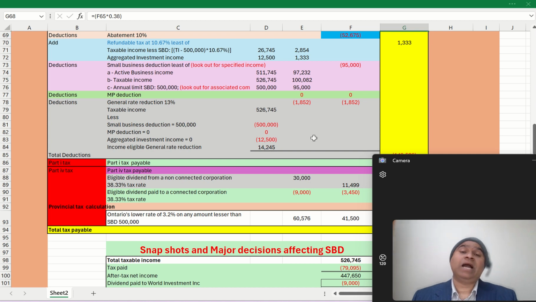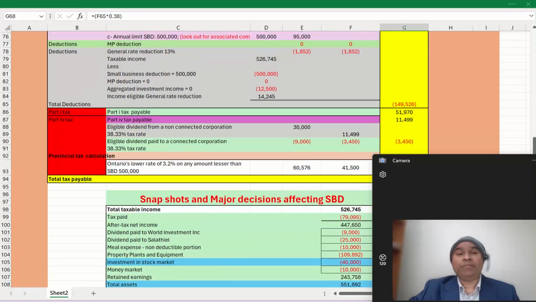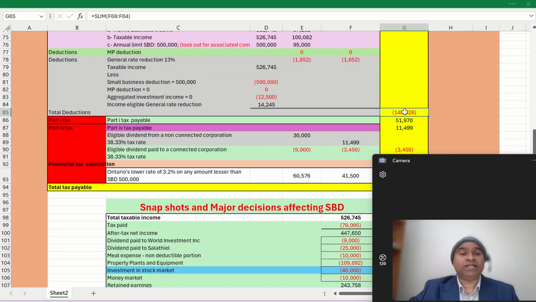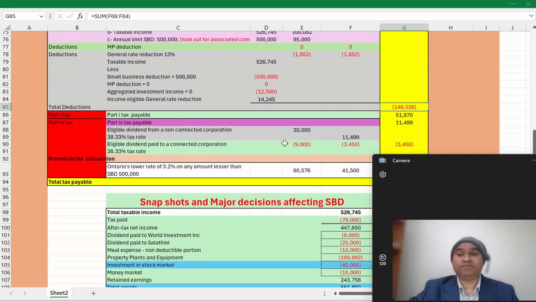And our general rate reduction amount, in this case, the tax amount, the deduction amount is $1,852. Right there, you can see. So we calculated our, again, the total deductions would be $149,526. Our Part 1 tax payable would be $51,970. This is different from the previous illustration.